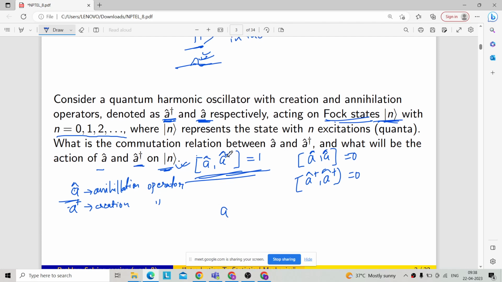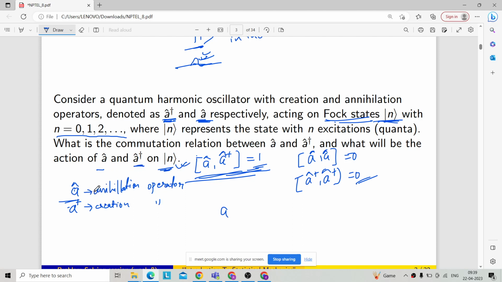Okay, so what is the commutation relation between A and A dagger? We are not going to derive it. I am simply stating that the commutation between A and A dagger is 1, and the commutation of A with itself is 0, and A dagger with itself is also 0. So in the next question, it is being asked what will be the action of A and A dagger on this Fock state n, right?